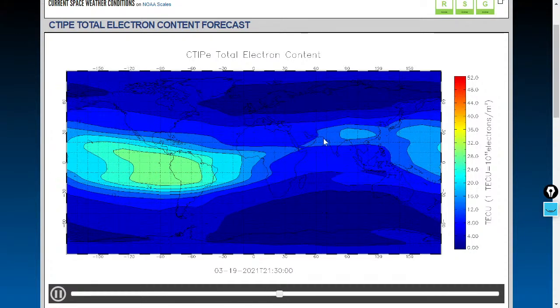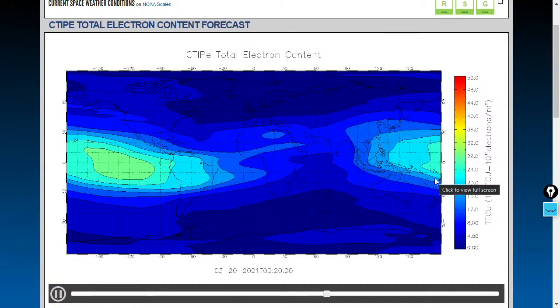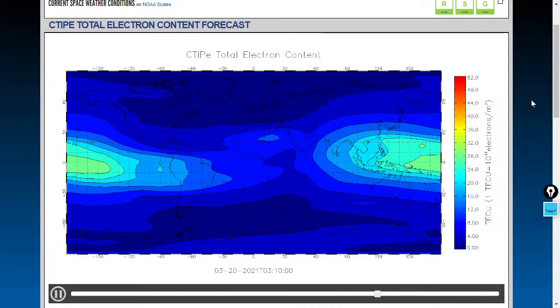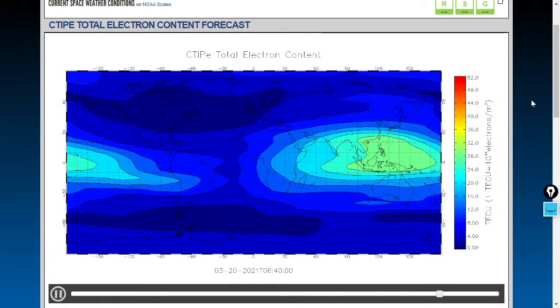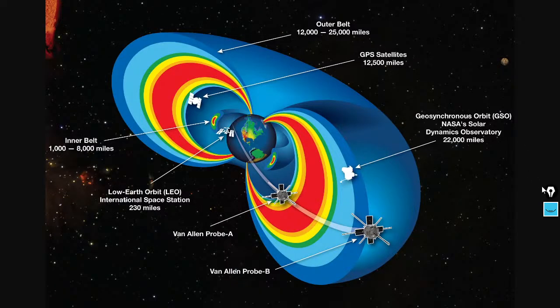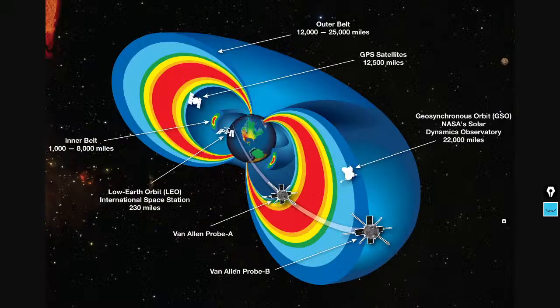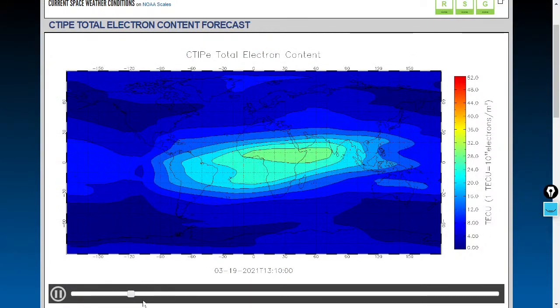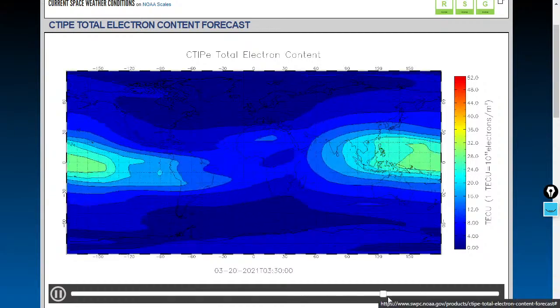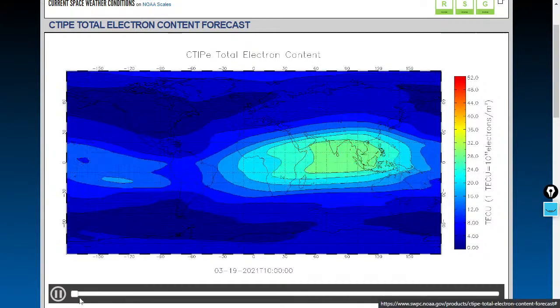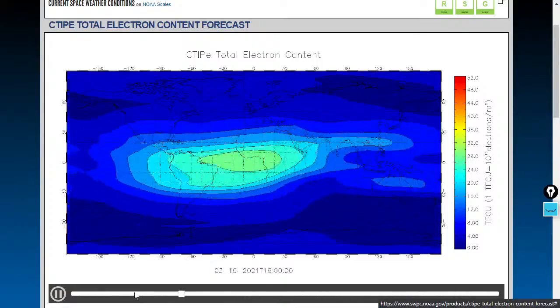You can see nighttime blobs of electrons, mainly north of the equator, as the north moves into springtime and the south moves into fall. And by the way, that is showing you about 12,500 miles. In other words, the inner Van Allen belts are what you're really seeing on that. That is essentially the inner Van Allen belt from the perspective of a flat Earth.